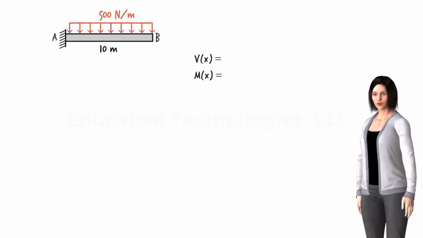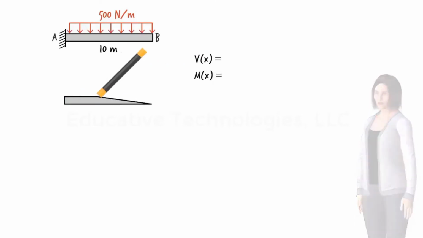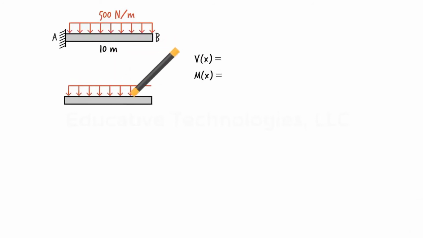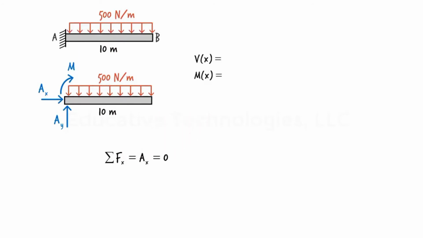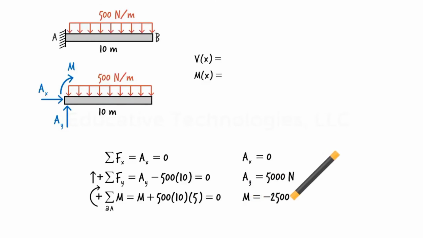To do this, let's find the support reactions. Here is the free body diagram for the beam. Here are the equilibrium equations. Solving them for the unknowns, we get Ax equals 0, Ay equals 5,000 newtons, and M equals negative 25,000 newton meters.